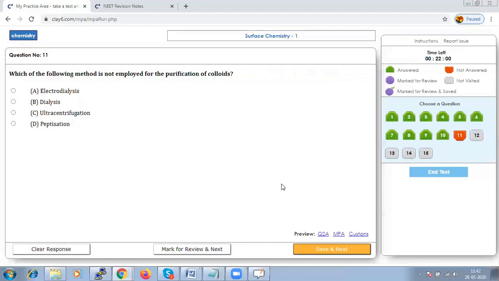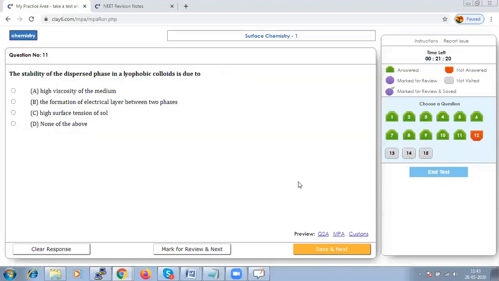Which of the following methods is not employed for the purification of colloids? If you look at the options, it's very simple to identify that option D should be right, because peptization is responsible for the formation of stable dispersion of colloidal particles in the dispersion medium. Peptization is not a method for purification, it is a method for preparation. Hence, option D should be right. Let us save that and go to next.